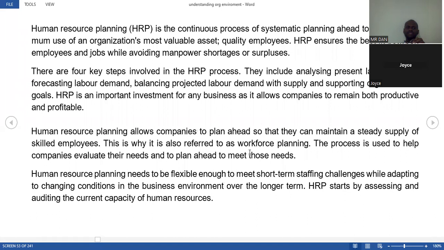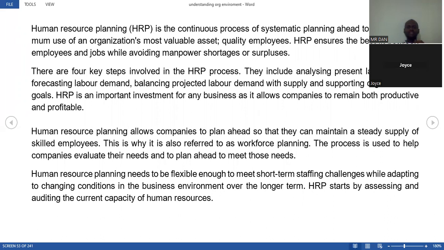Human resource planning is the continuous process of systematic planning ahead to achieve optimum use of the organization's most valued assets. And we are saying the organization's most valued assets are the employees. So the essence of human resource planning is to ensure that you are ahead of your game in advance, and you are looking for human capital that will help you to achieve or realize your goal as an organization.